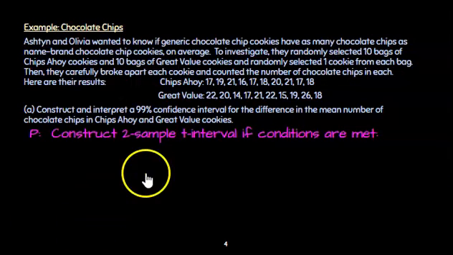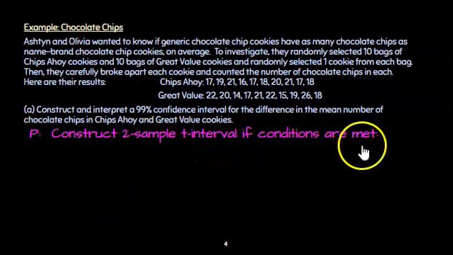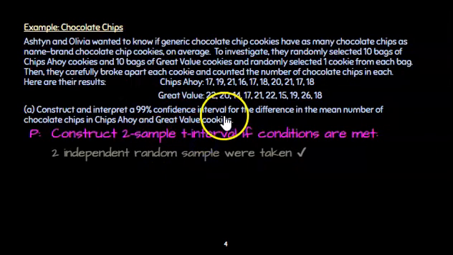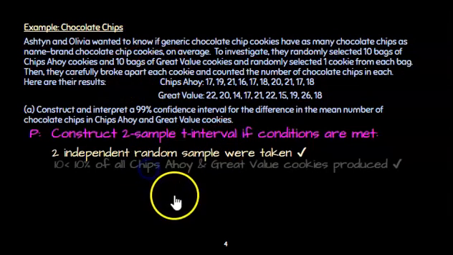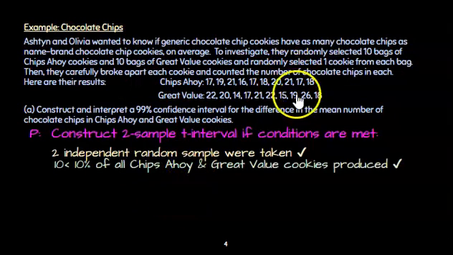All right, for the plan step, we're going to construct a two-sample t interval if the conditions are met. So I've named my test. Random samples were taken. It says two independent random samples were taken. They did it with each of the bags. They randomly selected bags and they randomly selected cookies, so that's good. Then, it's not an experiment, it's a sampling, so I have to do the 10% condition. So I took 10 bags of each. Is that less than 10% of all the Chips Ahoy bags of cookies? Yes. And is it less than 10% of the Great Value? Yes, it works for both. So I've established that the sample is small enough.